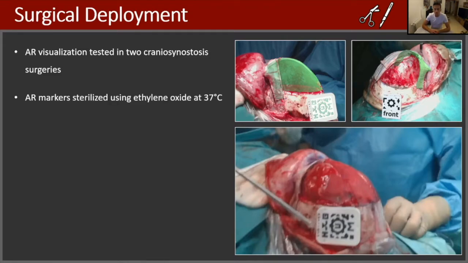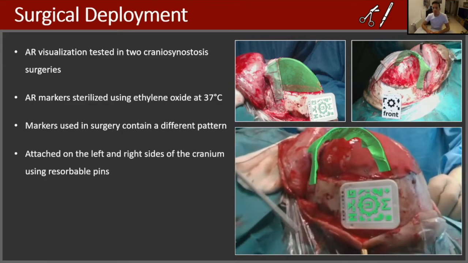The augmented reality markers were sterilized before surgery using ethylene oxide at 37 degrees temperature. Then, although the markers used for the surgical deployment had a different pattern than the ones used for simulation in the phantoms, these markers presented similar characteristics and were manufactured in a similar way.